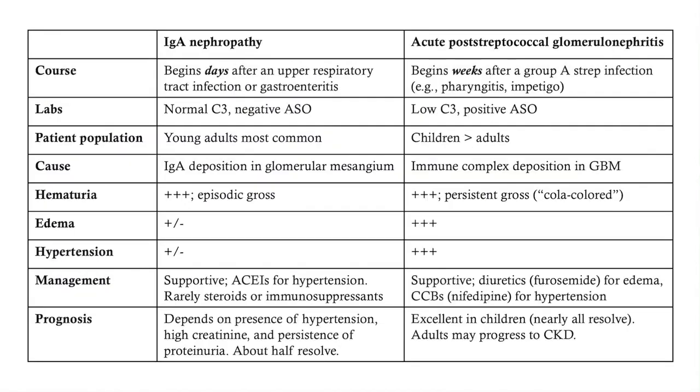So this is just a comparison of IgA nephropathy and PSGN. This is commonly confused, and you will get a test question where if you don't know this, you will be confused. So like I said, IgA nephropathy starts days after an upper respiratory tract infection, basically as soon as the symptoms resolve, whereas PSGN doesn't start until weeks after an infection, and it doesn't come after a viral infection, with limited exceptions. This can also be called post-infectious glomerulonephritis because there are some other causes.